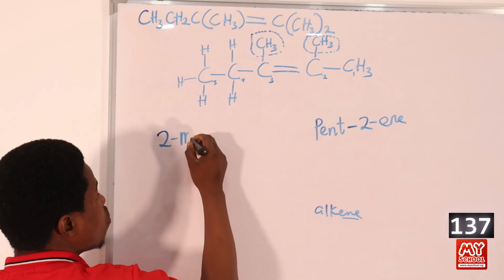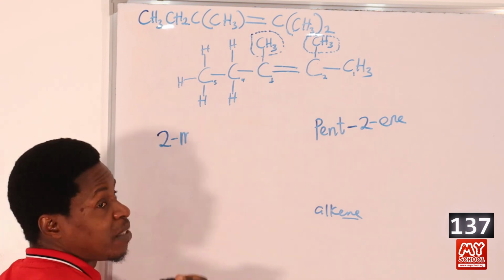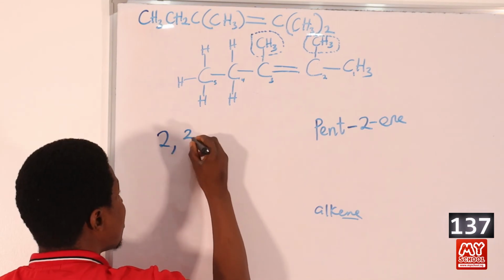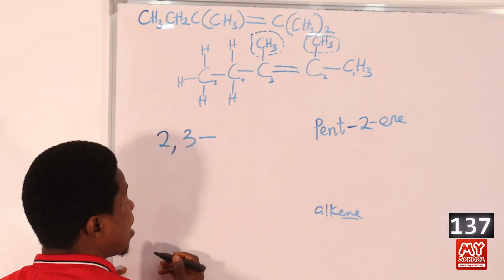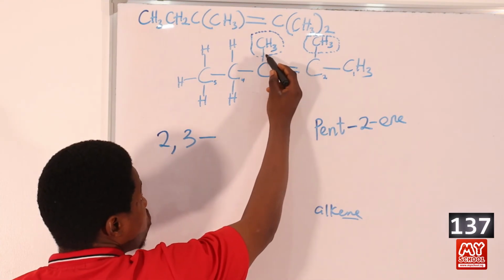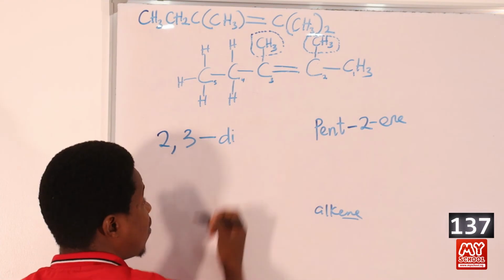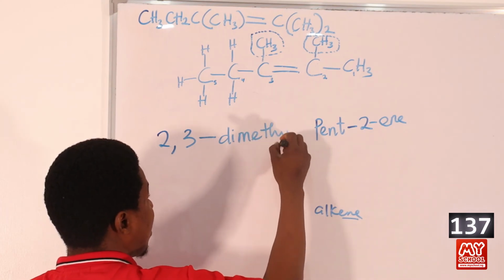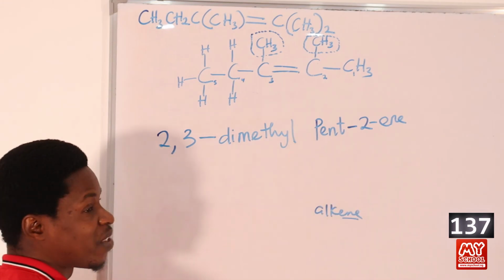Okay, we would have written 2 methyl, then 3 methyl. But since both of them are the same thing, we just say 2,3 dash. How many methyl groups do we have here? We have 2 of them. So we have di, methyl, pent-2-ene. Okay, so that should form the name.